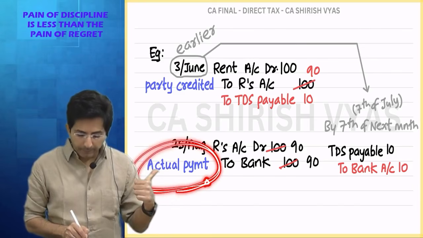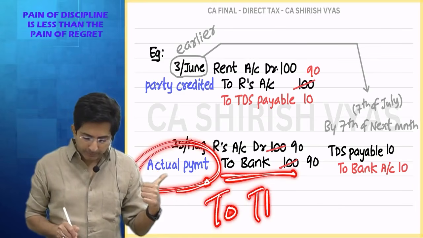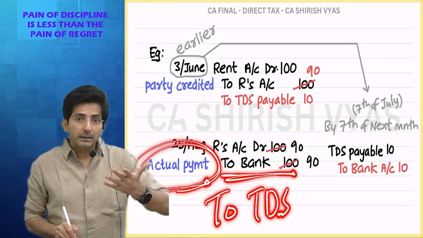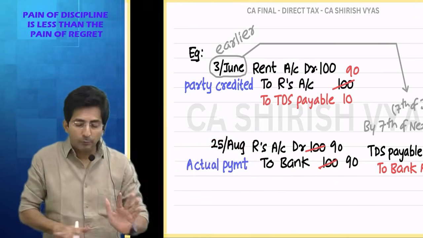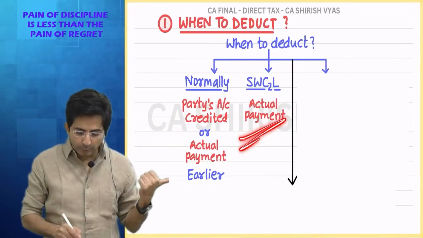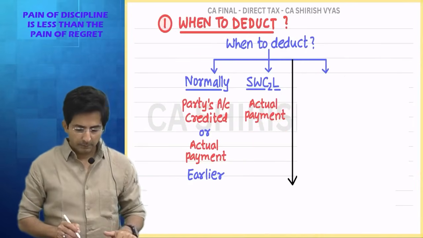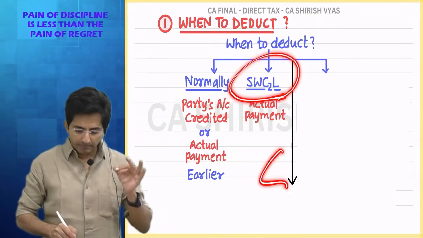In the actual payment, when you write to bank, along with to bank you will write to TDS payable. We don't go by whichever is earlier. We go according to actual payment. Why, I will tell you. But these are exceptions where you go according to actual payment, not whichever is earlier. You know where it is? SWCL. Learn the keyword by heart.